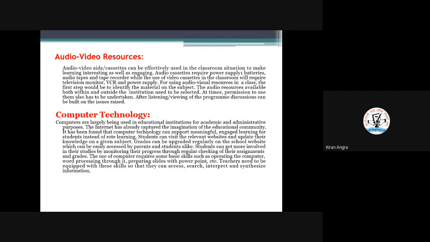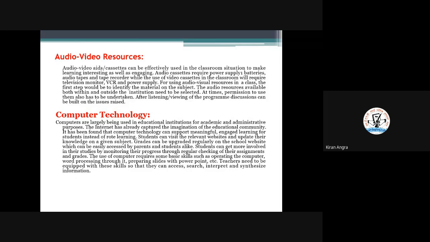Let's move to another technology, that is computer technology. I hope you all sitting here are well acquainted with what computers are. Computers are largely used in our institutions for academic purposes as well as for administrative purposes.